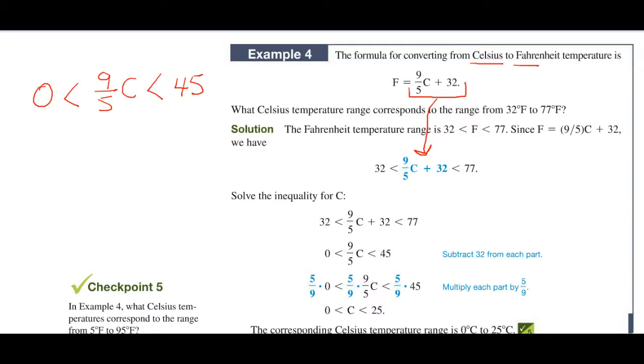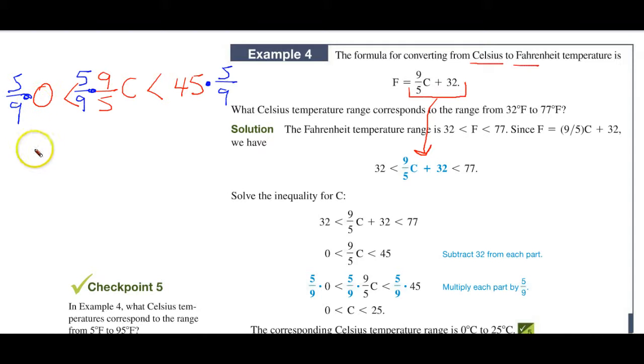Now, we want to solve for C in the middle. So, a technique that you may or may not recall, how do we get rid of 9/5 and make it a 1? Well, the answer is we multiply it by its reciprocal, 5/9. But then we have to multiply each of these by 5/9. We're doing the same to each part of our inequality statement.